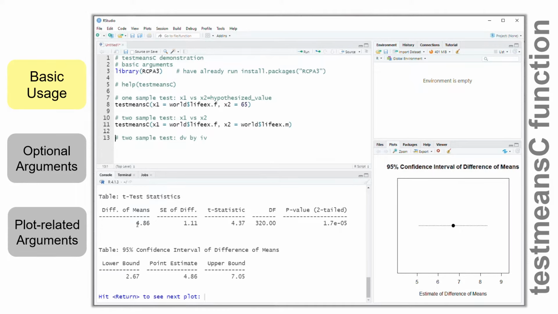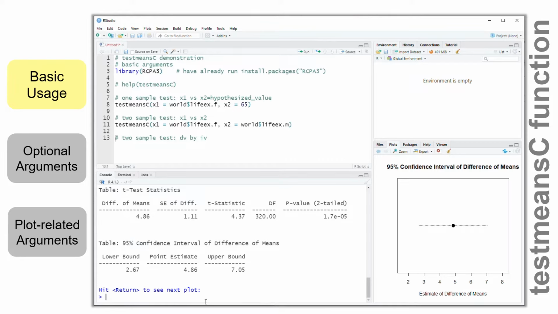We observe a difference of 4.86 years, standard error of 1.11, so it has a t-statistic of 4.37, which is significant at the 0.05 level. The p-value is very small. We've got our table, and if we hit return, we'll get a plot. The plots are going to look very similar to one another, but the axis values change.